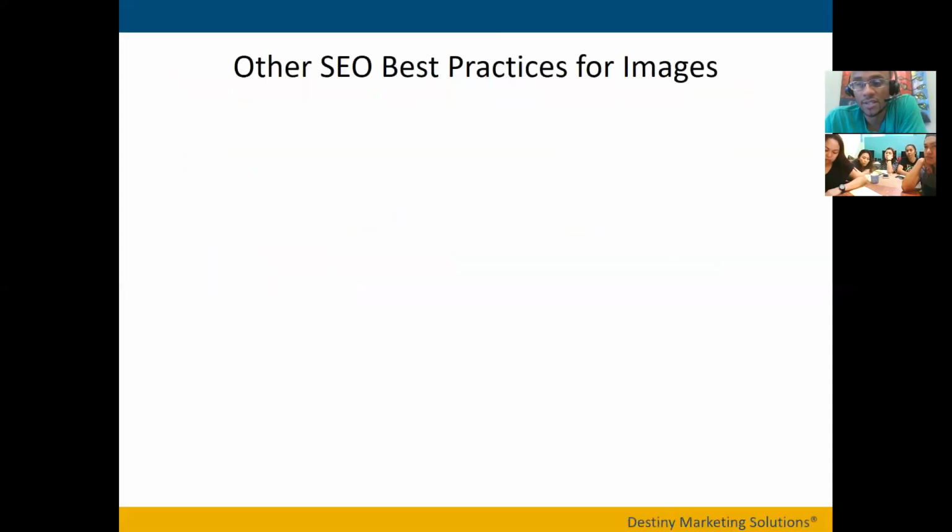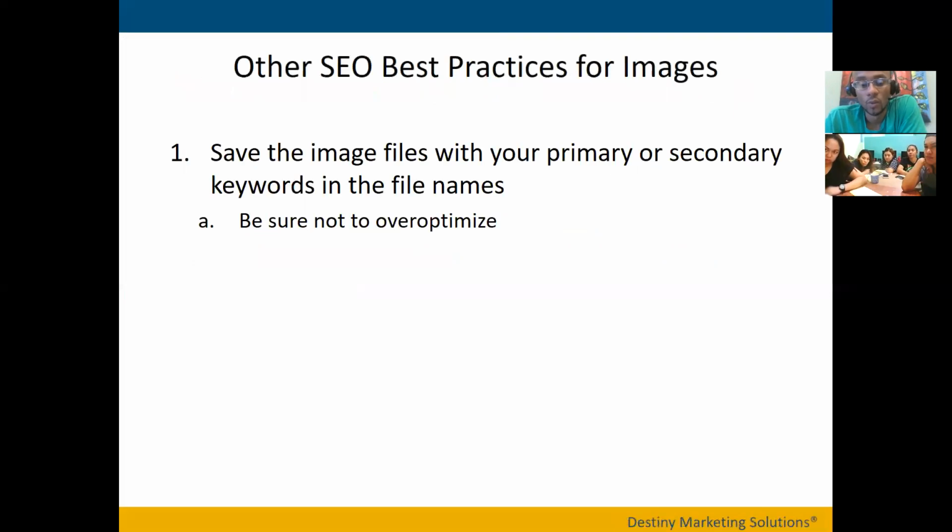Other SEO best practices for images. So you want to actually save the image file with your primary or secondary keyword in the file name. So going back to Jarek's example, beginning lessons for photography. You actually want to save the .jpeg or the .png file as beginning lessons for photography .png or .jpeg. That's something that even people who do SEO regularly don't do, but it's a very good strategy to use.